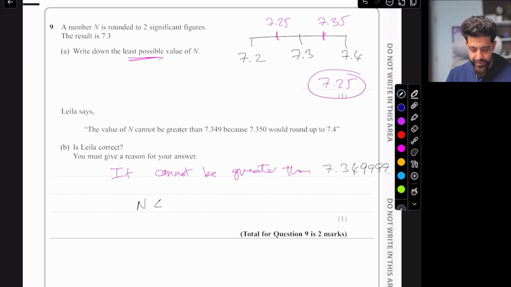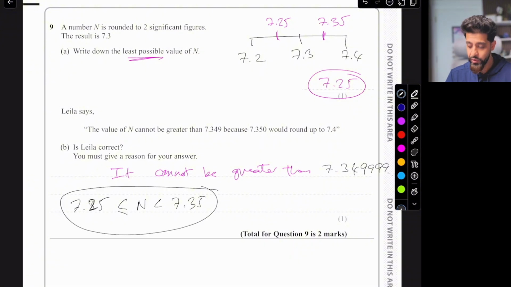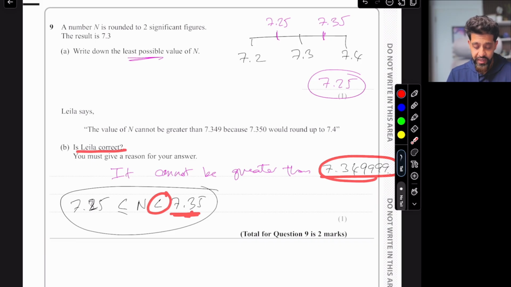So if we say something like number n is 7.25 as our lowest number and 7.35 as our biggest number. That's what we normally do. And because this sign is there, it means it can't actually be equal to that. So anything just less than that is like a number like this. So is Layla correct? No.